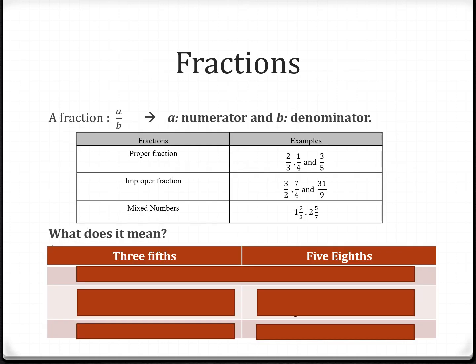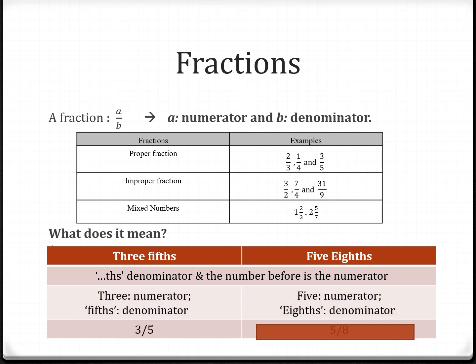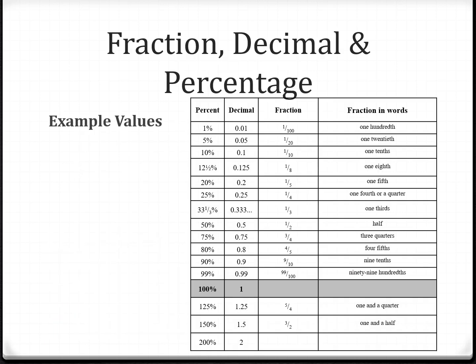Okay, let's look at this. Fraction: the top is a numerator, the bottom is a denominator. That you should know. Proper fraction is when the top is smaller than the bottom. Improper, the top is bigger than the bottom. Mixed numbers, you have both. So what is 3/5 and what is 5/8? 3/5 is 3 out of 5. 5/8 is 5 out of 8. You should know that. So let's look at the values for this. We can all use our calculators, quite easy, so shouldn't be a problem.